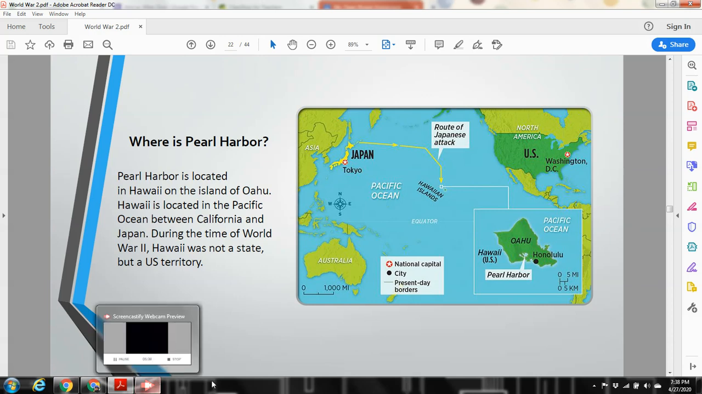This is where you're going to be having your harbor right here. Okay, so this was the Hawaiian Islands at the time.